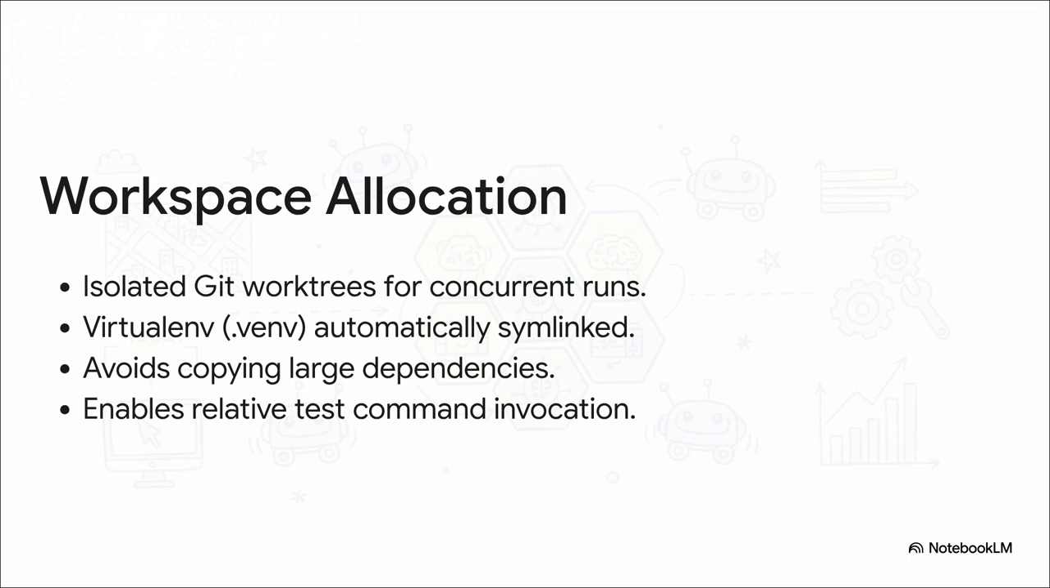Instead, the framework automatically symlinks your local .venv directory right into the new work tree. This brilliant little trick completely avoids copying massive dependencies while still enabling the AI to instantly invoke relative test commands like .venv/bin/pytest and have them resolve perfectly inside its isolated sandbox.